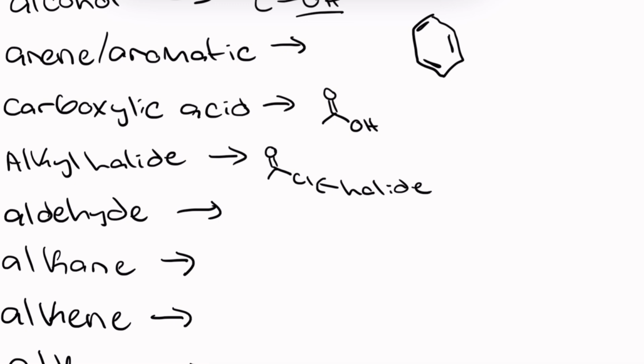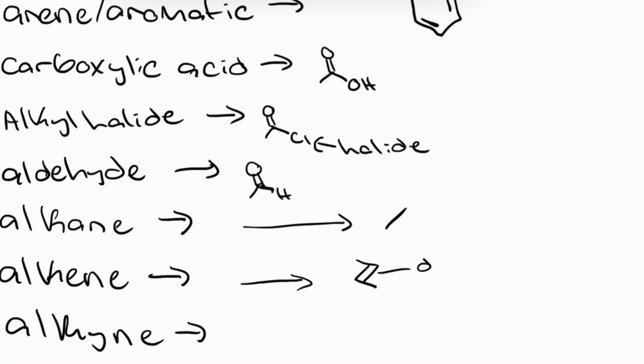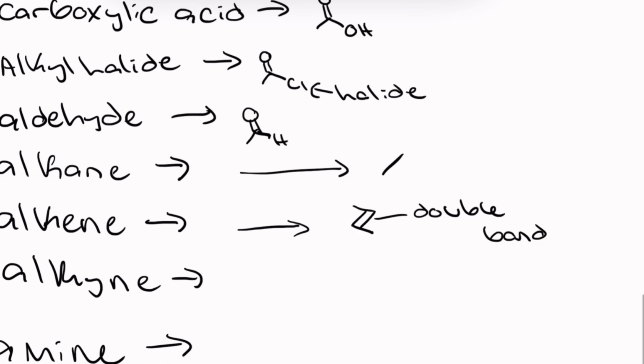Aldehyde is when it's a double bond O connected to a single hydrogen atom like so. Alkane, alkene, and alkyne are just bonds. So alkane is single, alkene is double, and alkyne is triple.